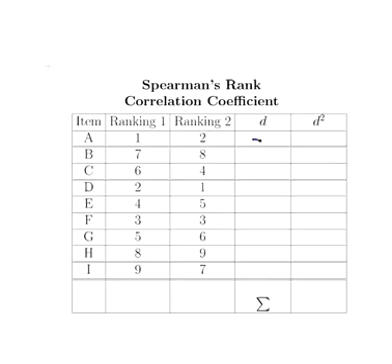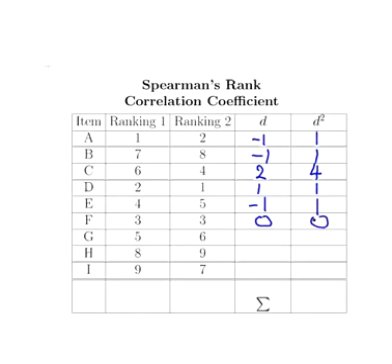So 1 minus 2, we get minus 1. Square that, we get 1. 7 minus 8, minus 1. Square that, we get 1. 6 minus 4, we get 2. Square that, we get 4. 2 minus 1 is plus 1, square that we get 1. 4 minus 5 is minus 1, when we square that we get 1.